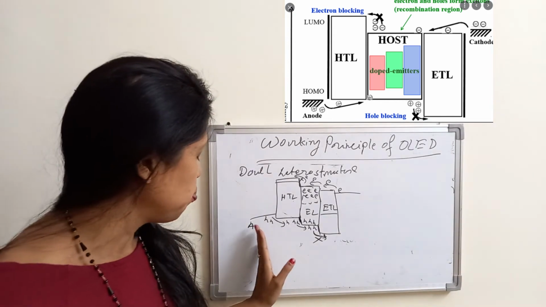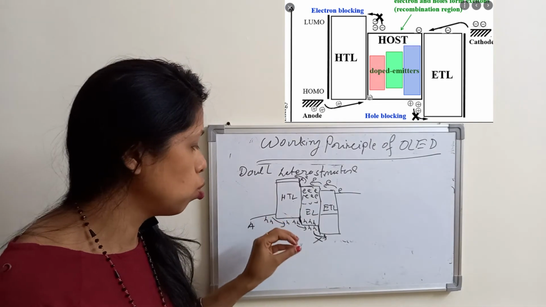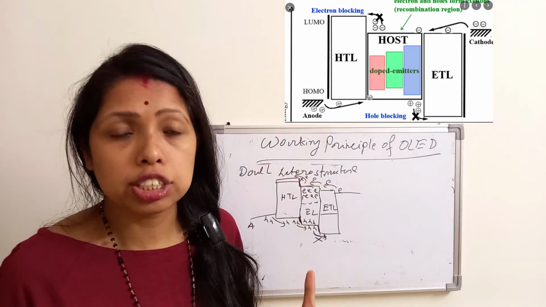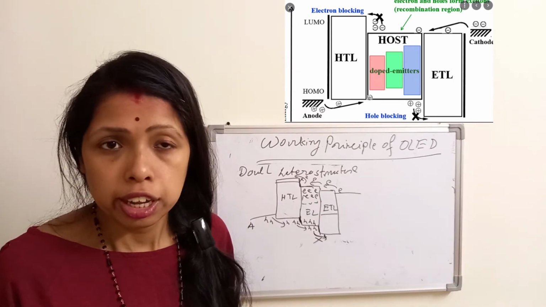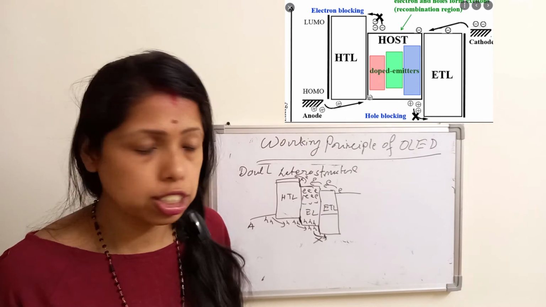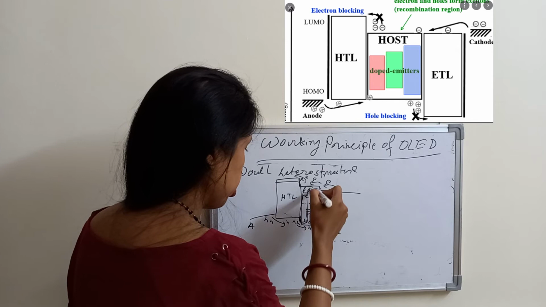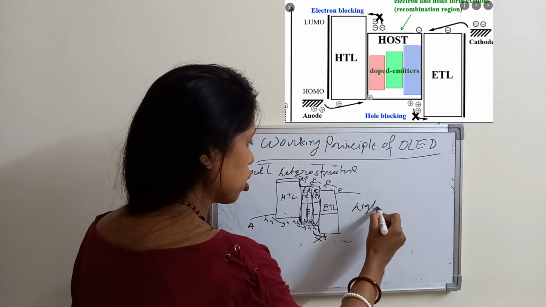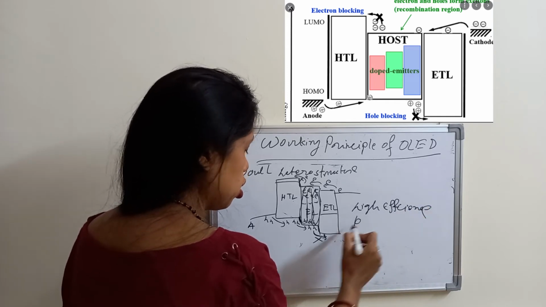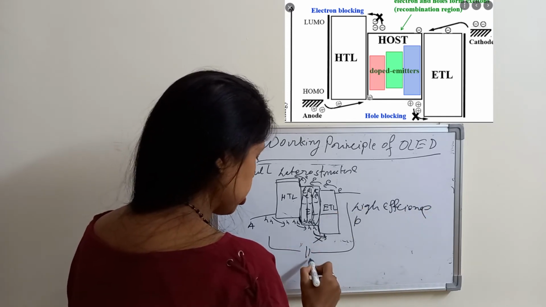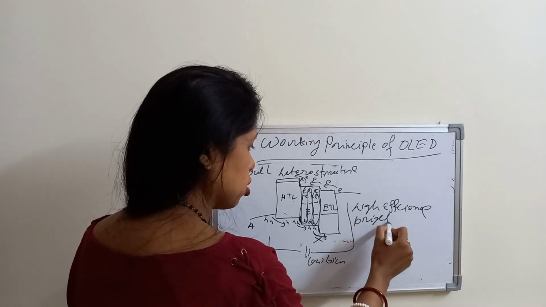Suppose 100 holes are there and 100 electrons are there. All the electrons and holes will give light. But in the case of the single heterojunction, we will not get the exact amount of light, so you will get less efficiency. In this case, the entire electron and hole will recombine, and you will get high efficiency and brightness. So you have to apply a low bias for getting high brightness.